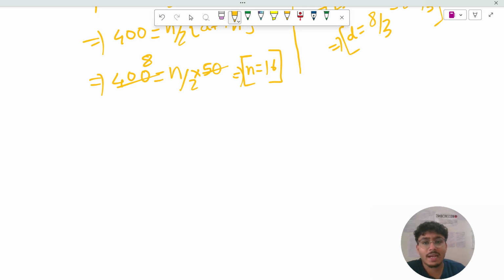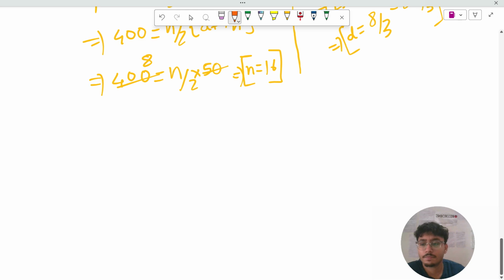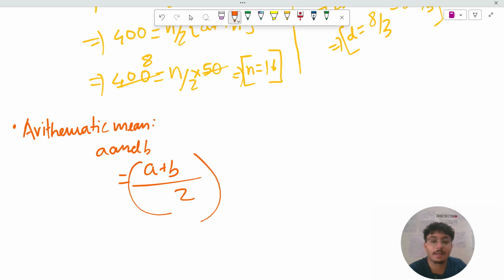So we all know what an arithmetic mean is, or probably the average. The arithmetic mean of A and B is basically the average, which is (A plus B) by 2. This is my arithmetic mean.